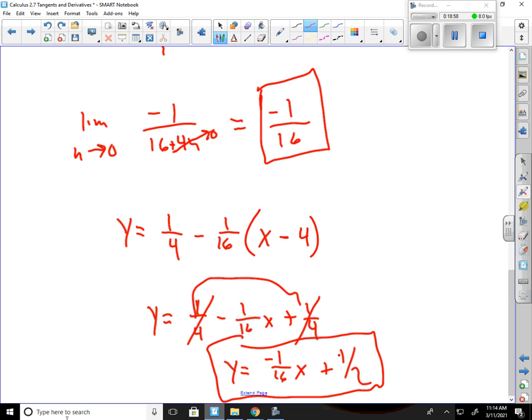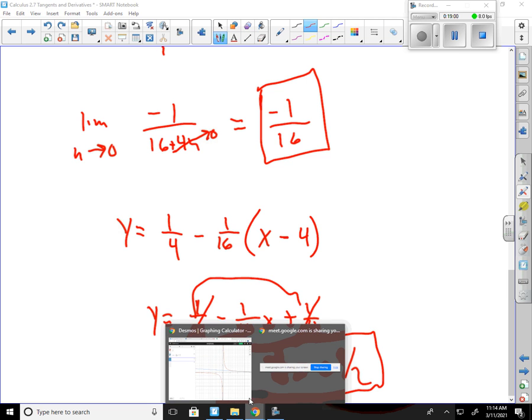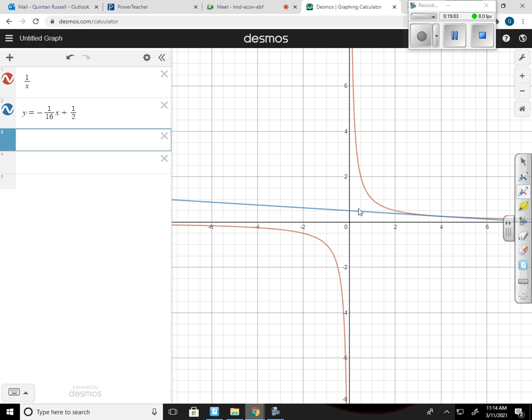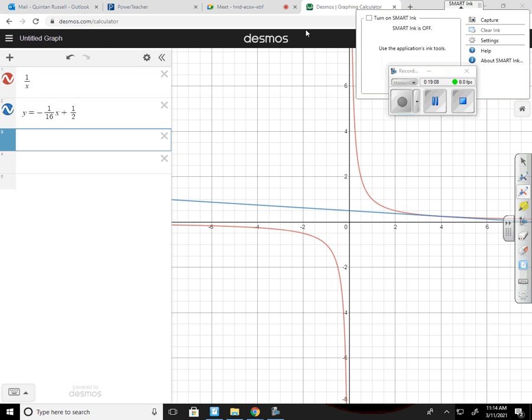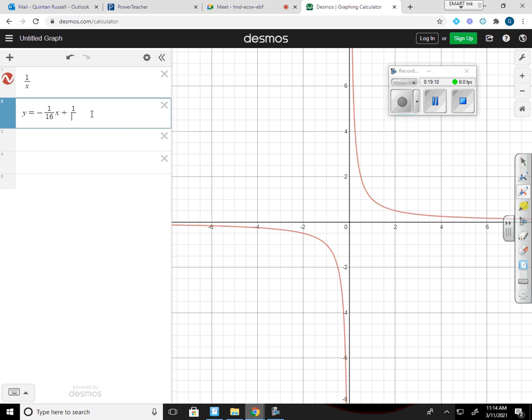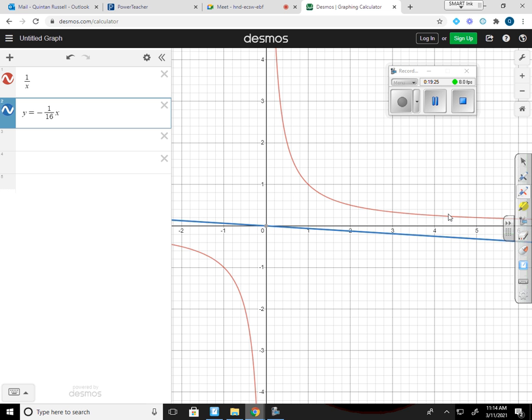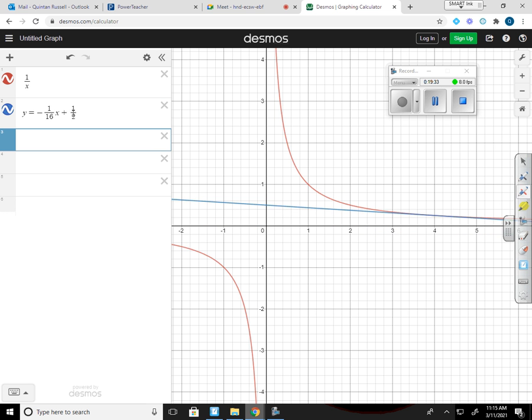And I'll show you how I knew that I messed up there. When it was just negative 1/16 x, my line at 4 should be touching my curve here. But it wasn't touching the curve. So it should just be touching, my blue line should be touching and not going through the curve, but just touching directly at that point. When I saw that it wasn't, I knew I had to fix something.